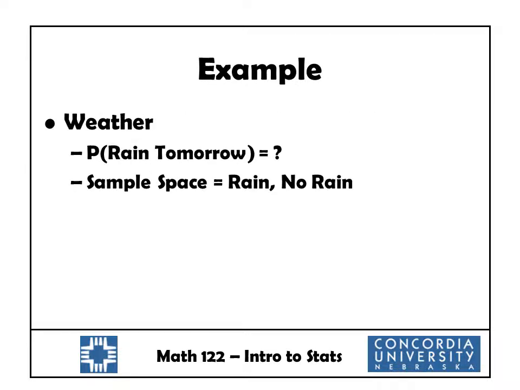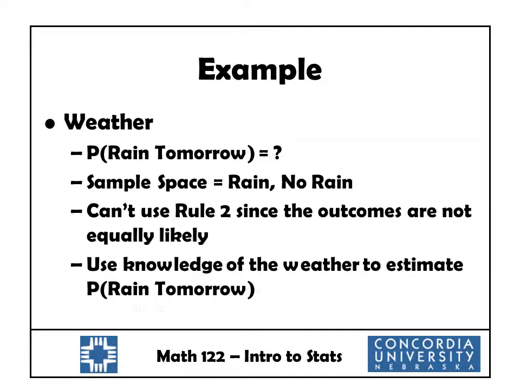So the example that we always use deals with weather. Like on the weather report, you see a probability or a chance of rain tomorrow, and it may say 30% or 80% or 50%. How did they calculate it? Well, in this case, our sample space is either rain or no rain, because it's either going to rain tomorrow or it's not going to rain tomorrow.